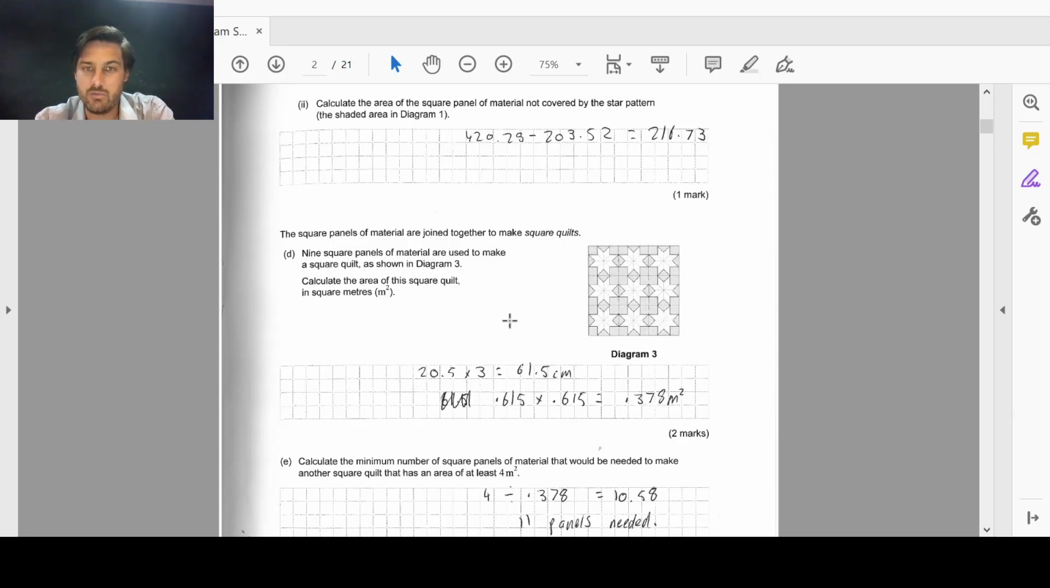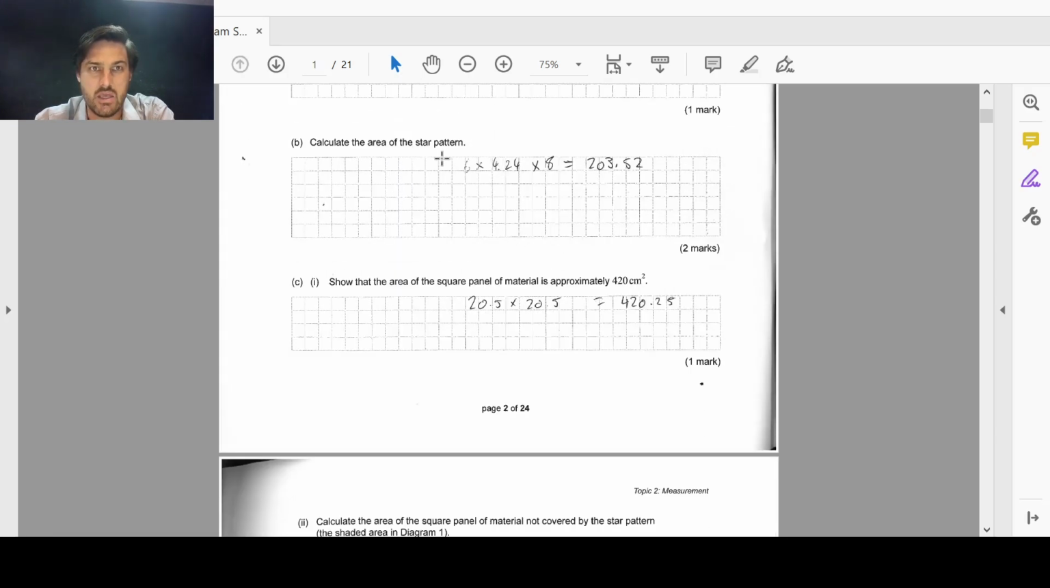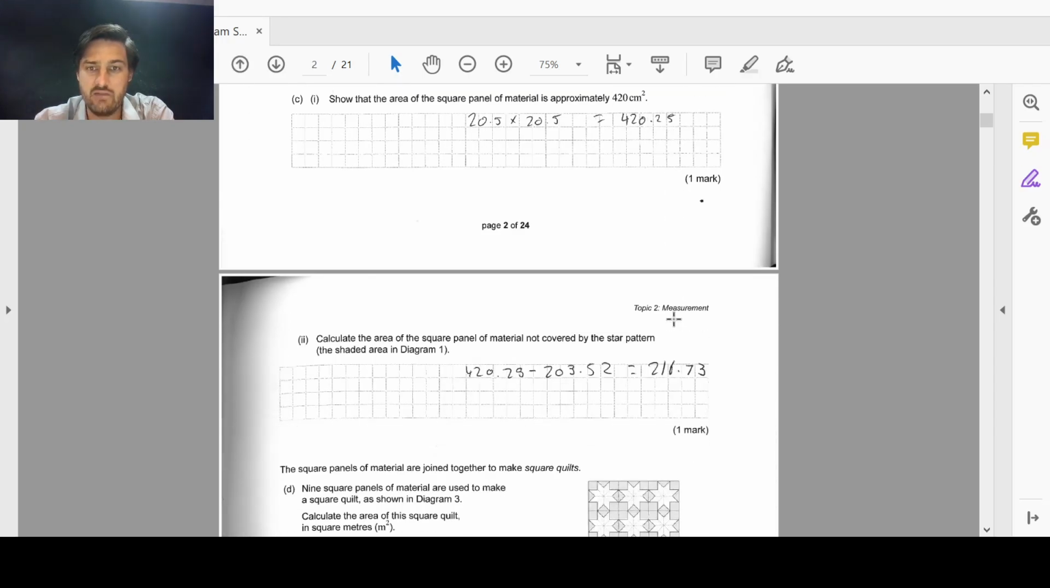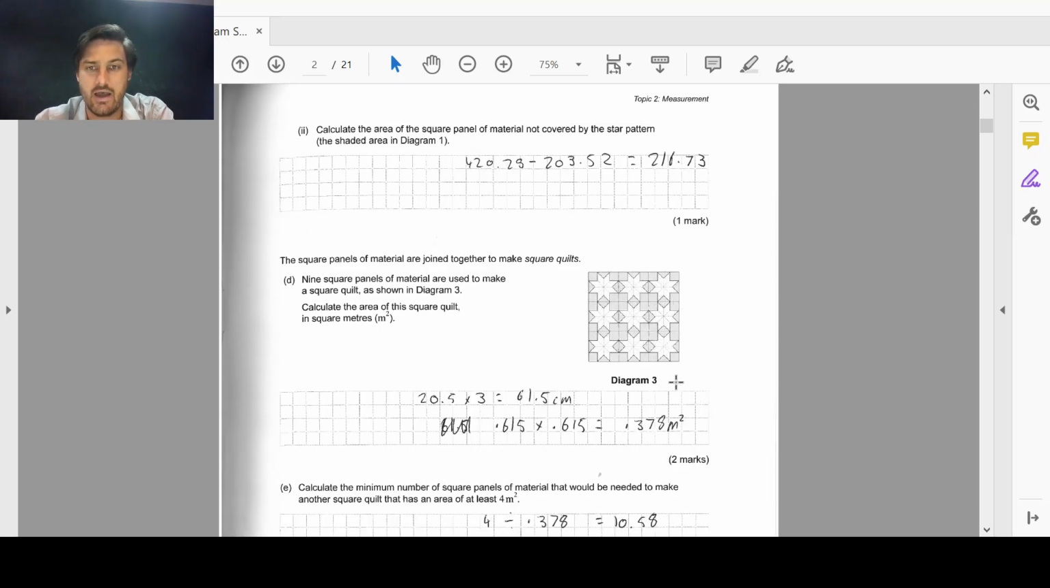I like to do my centimeters to meters conversions before I multiply them, so I don't have to muck around with those. I always used to get confused with the area conversions for whatever reason, so I used to do those conversions before I actually calculate the area, which is why I've done it that way. You can just do the area of the square panel, which is 420.25, times 9, and then convert that into meters squared.